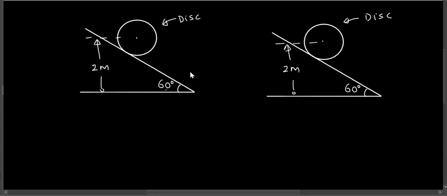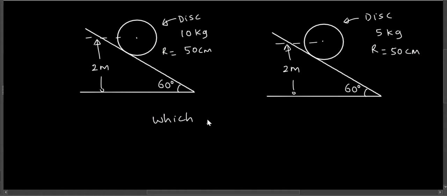They start from rest. Now this disk has a mass of 10 kg, and the radius is 50 centimeters. And this disk has a mass of 5 kg, radius is 50 centimeters. The question is, which disk will come down first? Let's call this A and this B. Which disk comes down first?